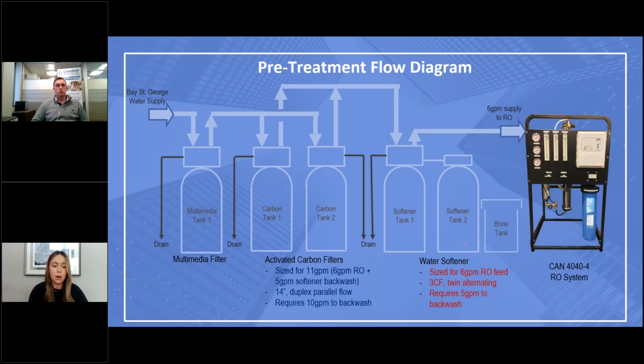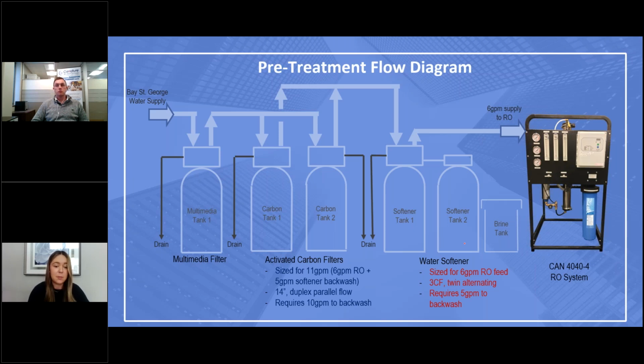Now, like our carbon filters, our multimedia filter also needs to be sized to handle not only the 6 gallons a minute to the RO, but the 5 gallons a minute backwash on the softener. I'm not going to worry about the 10 gallons a minute backwash flow rate on the carbon filter, because these filters, the multimedia and the carbon filter, are both going to regenerate based on time clocks. So they're not going to regenerate just at any time throughout the day. They're going to backwash every couple days, maybe every 2 to 3 days at 2 a.m. or whatever time you want. You can stagger them so they never go at the same time.